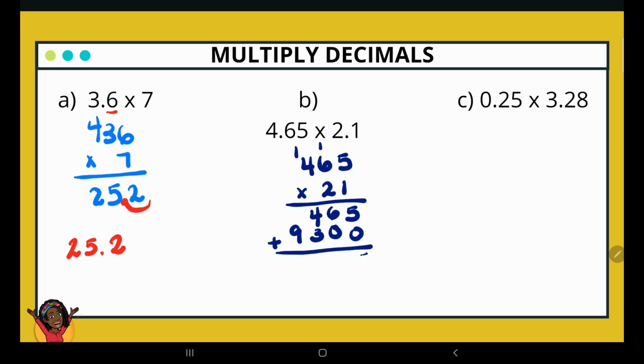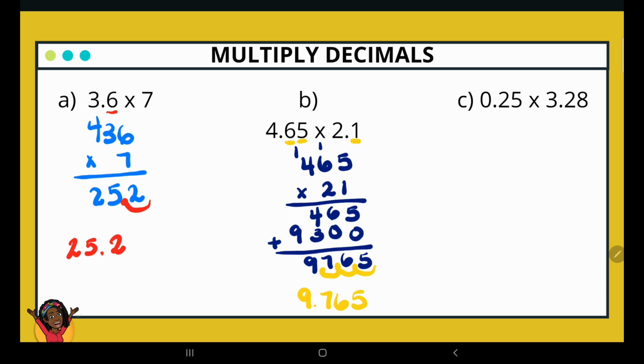And then we add. 5 plus 0 is 5. 6 plus 0 is 6. 4 plus 3 is 7. And we bring down our 9. Now we go to our original numbers and count the number of decimal places we have. So here I have 1, 2, and then there's 1 here for a total of 3. So when I go into my answer, I'm going to move a total of 3 decimal places. 1, 2, 3. So my answer is 9.765.